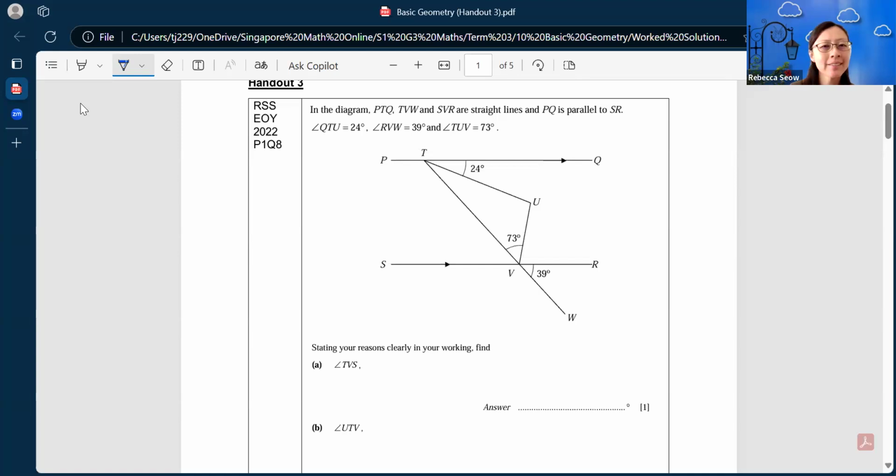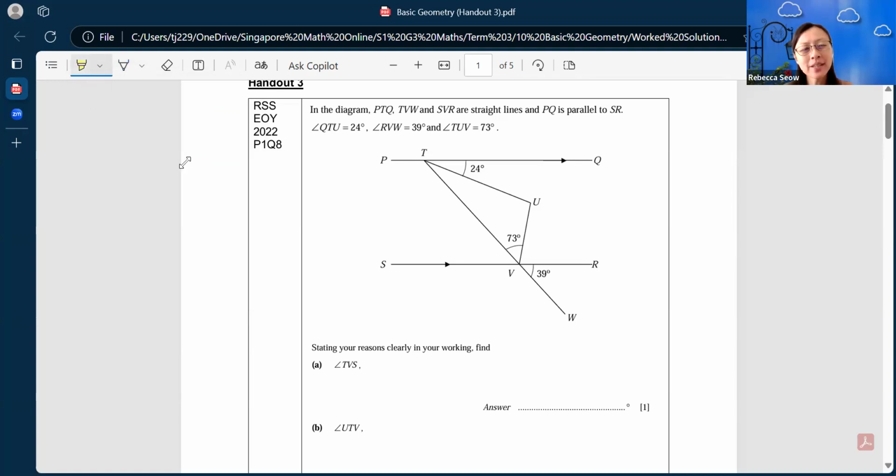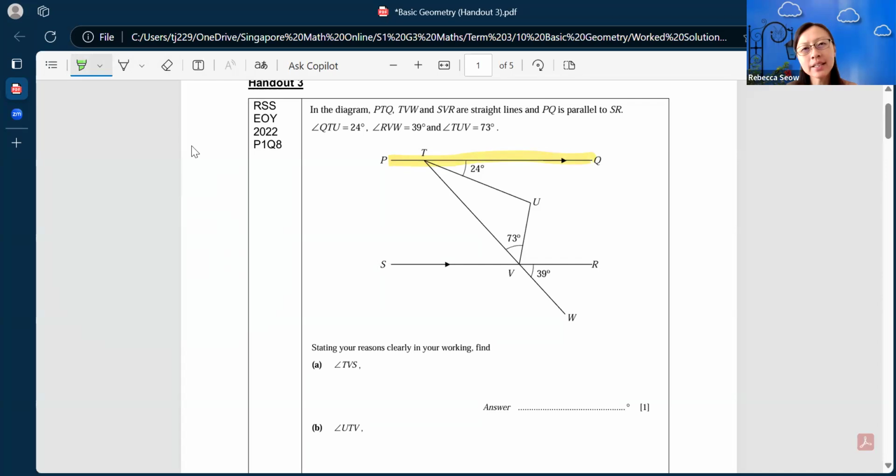We're asked to find angle TVS, UTV, and reflex angle TUV. What a mouthful of information. So let's organize it by putting what we know down onto the diagram. We have PTQ being a straight line. We have TUV also being a straight line. TVW, pardon me, this is the one. And we have SVR being a straight line.